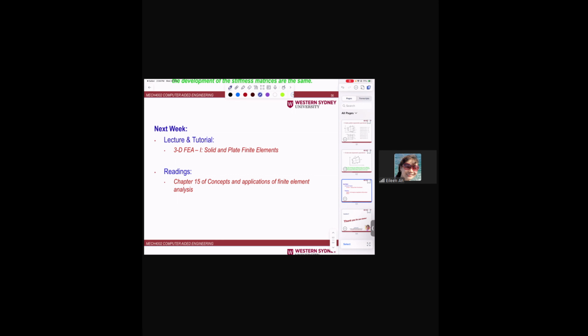Okay, next week, let's move on to the 3D element. Let's have a look at how many different types of 3D elements we can use and what's the difference.